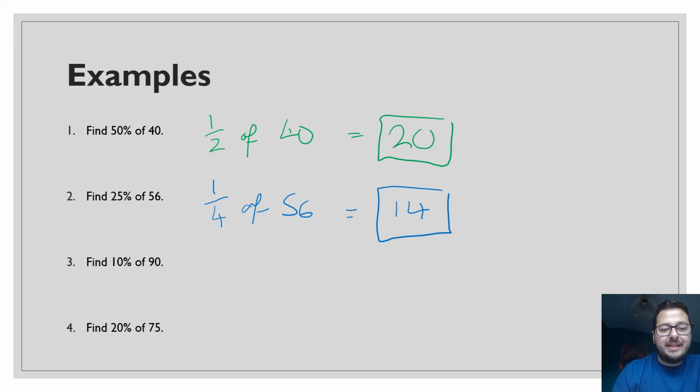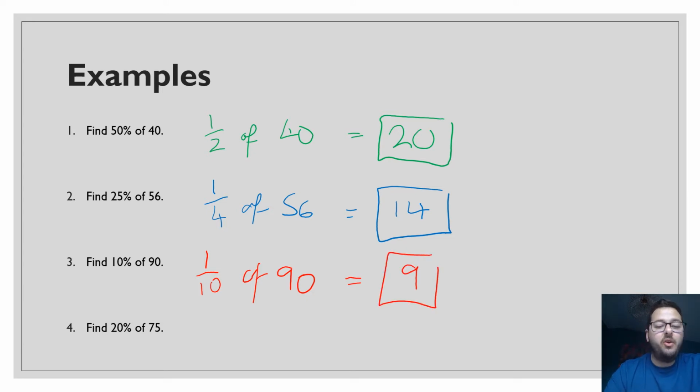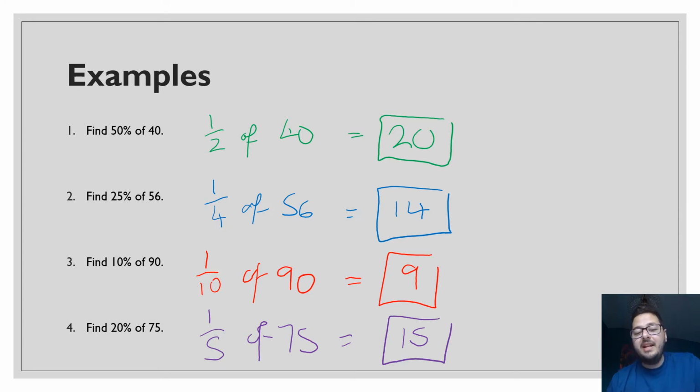Alright, next one, we want to find 10% of 90. So 10% is the same as 1 out of 10. So we want to do 1/10 of 90. So we just divide 90 by 10 and we get 9. Alright, and then finally we want to find 20% of 75. Well, 20% is just a fifth. So a fifth of 75 is 15. Okay, and if you're not sure what that is, divide by 5, feel free to use the bus stop method or whatever you use to do normal division.